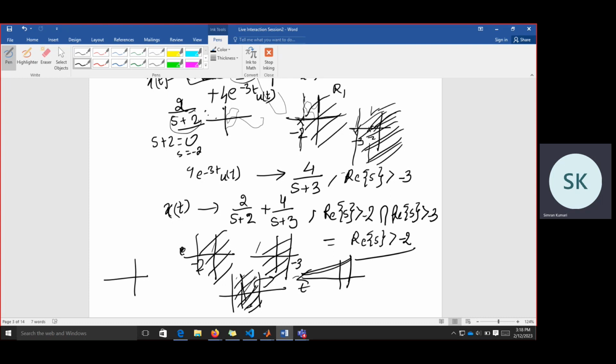No, that is for a stable system. For a stable system, the j omega axis should be contained. Now if this is minus 2 and this is minus 3, we are saying this ROC is greater than minus 2 and this ROC is less than minus 3. So it is like this. What will be the intersection of these? There is no intersection. So here the Laplace transform is not defined.